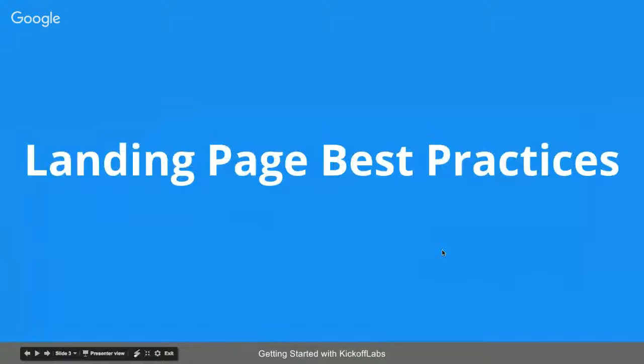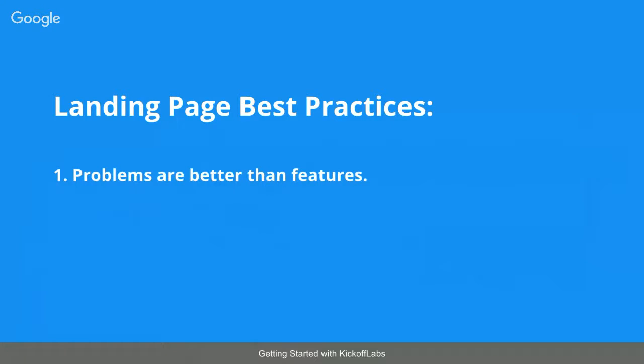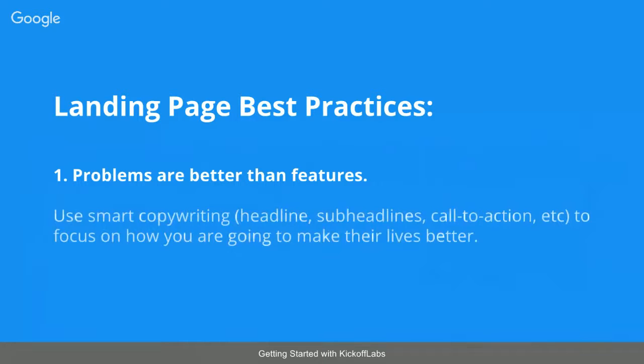So landing page best practices. The most important, in my opinion, is focus on the copy. So make sure that you're talking about problems and how your product or service is going to solve that specific person's problem. And like I mentioned, be specific. So you have to use that smart copywriting within your headlines, within your form, all over your page, to focus on how you're going to make their lives better. How are you changing their lives? How are you going to impact that person's life?